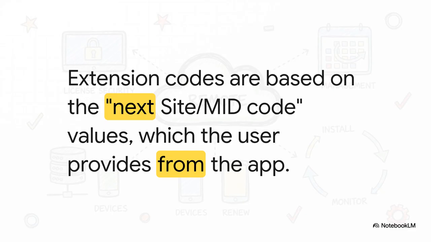Well, it's based on something called the next site/MID code. When a user clicks the Extend License option, the application shows them this future state code. They send it to you, you use it to generate the proper extension code, and their currently active software knows exactly what to do with it to apply the new settings securely.